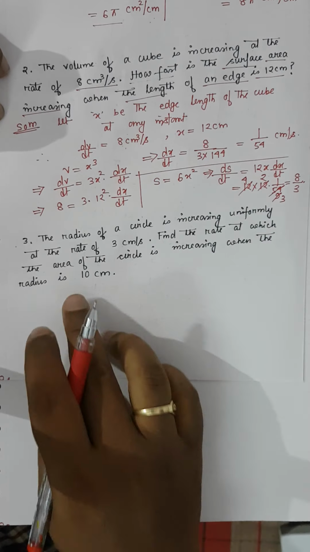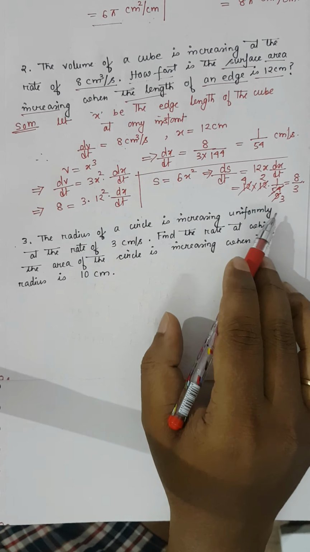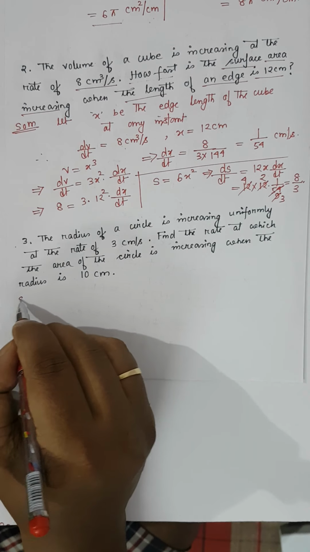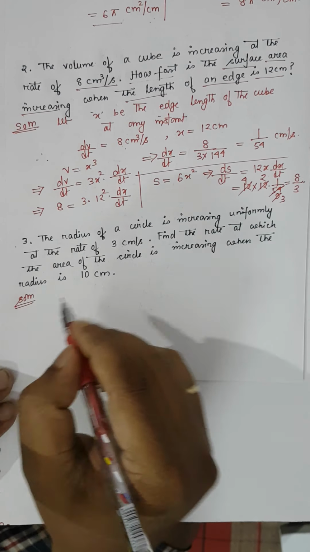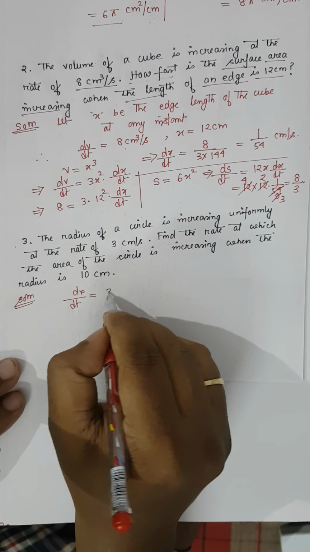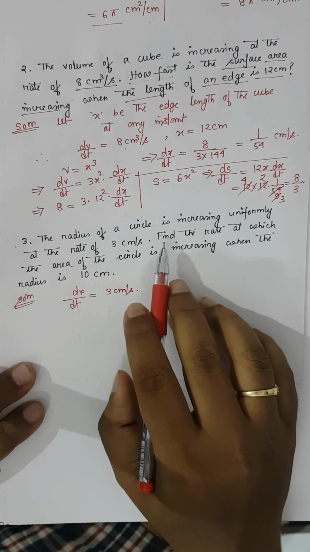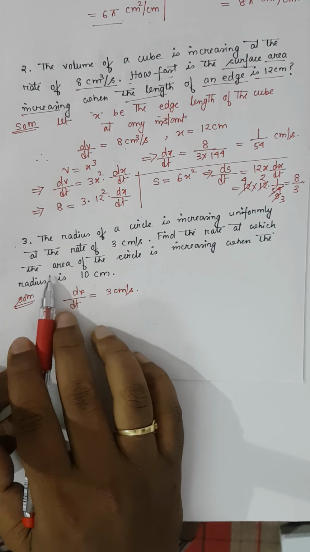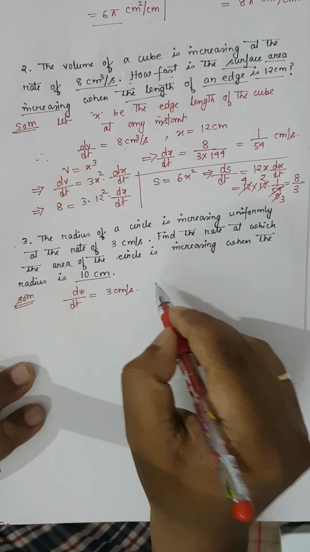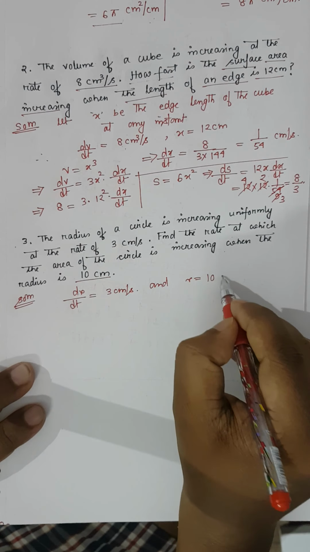Now it's time to solve question number 3. The radius of a circle is increasing uniformly at the rate of centimeter per second. So you are given that dr by dt is equal to centimeter per second. It is increasing uniformly. Find the rate at which the area of the circle is increasing when the radius is 10 centimeter. You are also given that at a particular instant your radius is 10 centimeters.